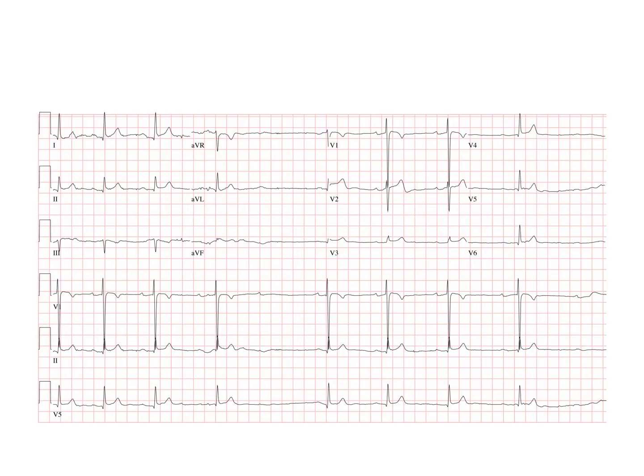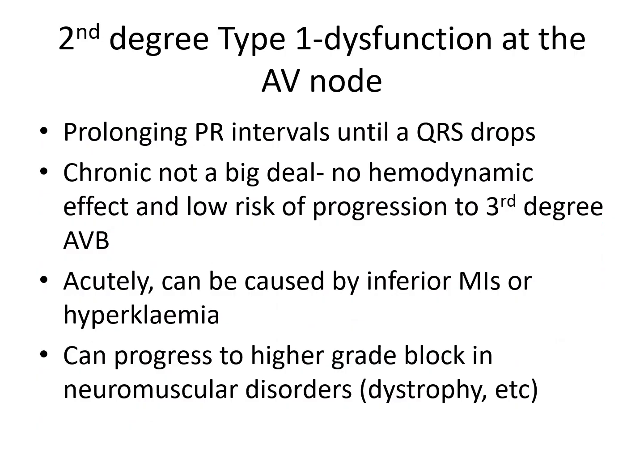Going further down, just around the AV node, now we have the case of the second degree type 1 conduction block. So what we see here is that we have the PR interval that lengthens and lengthens and lengthens, and then the QRS is dropped. It is a type of dysfunction at the AV node, again prolonging PR intervals until a QRS drops. Chronic, most of them are chronic, it's not a big deal. There is no hemodynamic effect and there is low risk of progression to complete heart block or asystole.